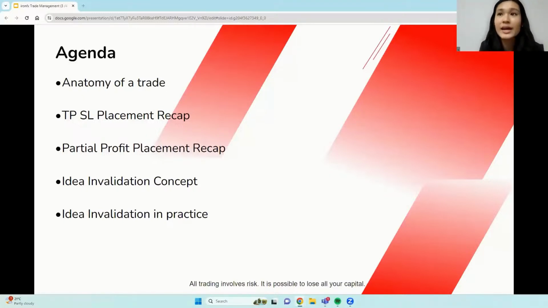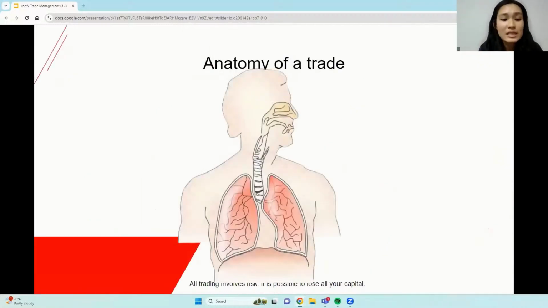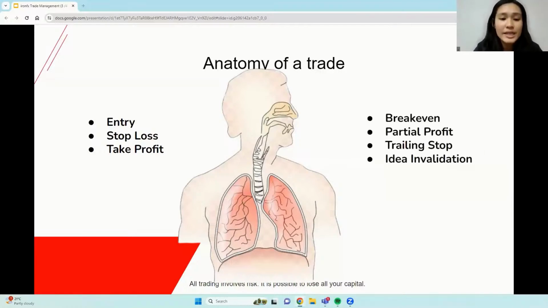Okay, so let's go ahead and get started. Firstly, we have anatomy of a trade. Of course, you have the basics, your entry, whether you are going in for a sell entry or a buy entry, you still have to pick a level of entry, followed by your stop loss levels as well as your take profit levels. Then we get into the trade management part of the trade, which is the break even, the partial profit, trailing stop losses, as well as idea and validation, which is what we'll be going through today.